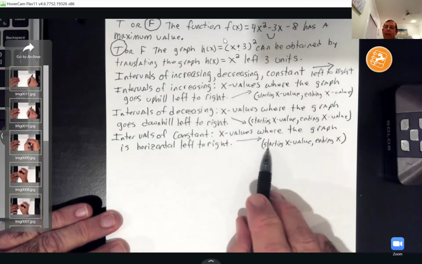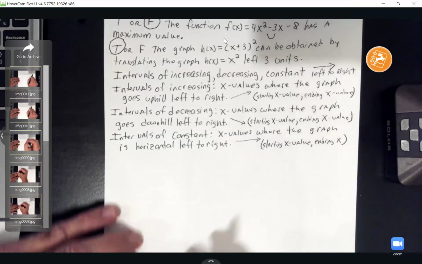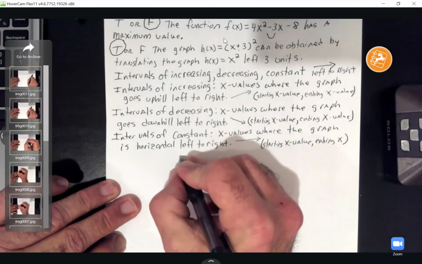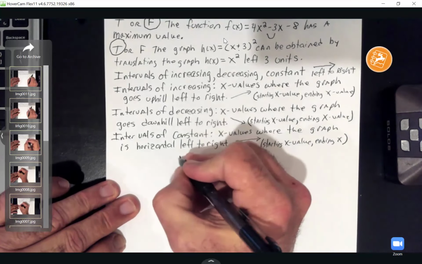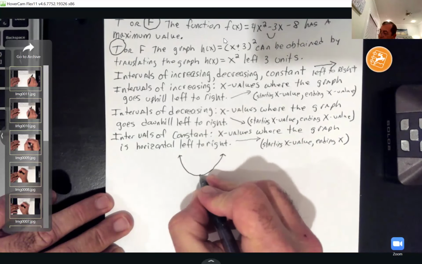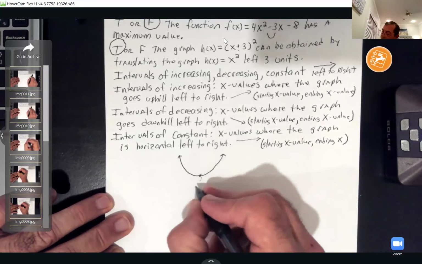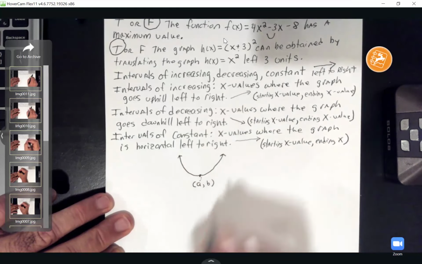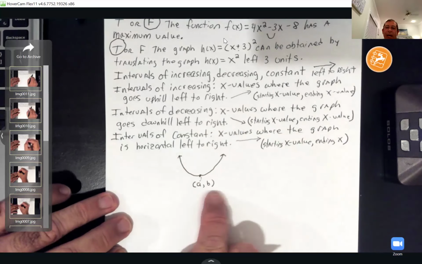Okay. Now notice on these intervals, I'm using parentheses. So y'all think about this. We're going to be dealing with parabolas. Say I had this parabola here, and here's my vertex. Say my vertex on this parabola is (A, B). I don't know the numbers. I'm just putting an A and a B here.